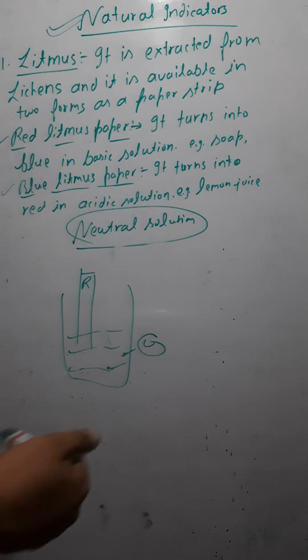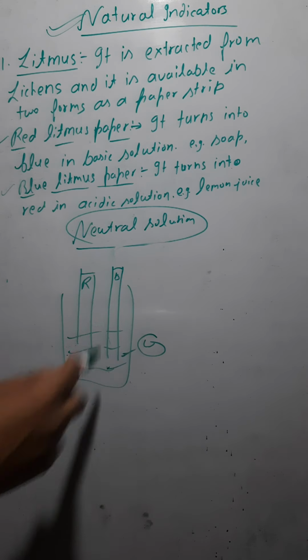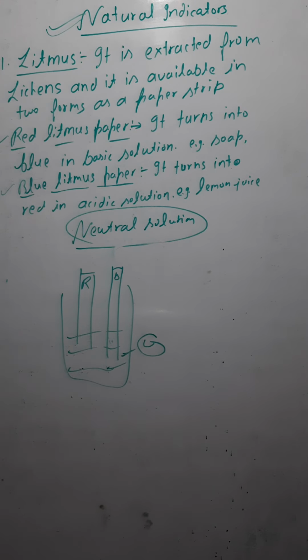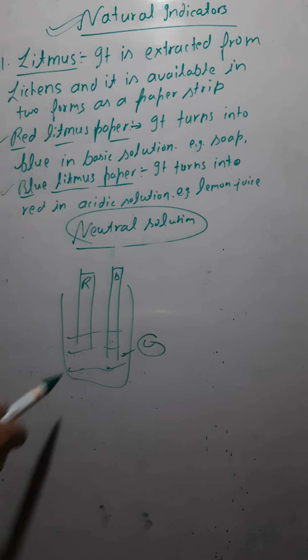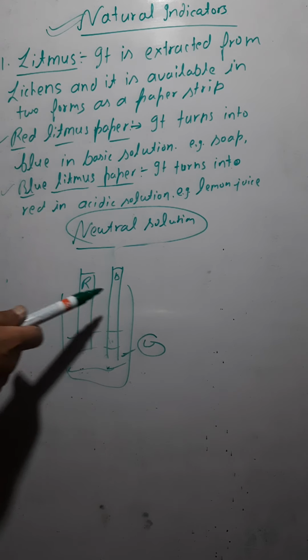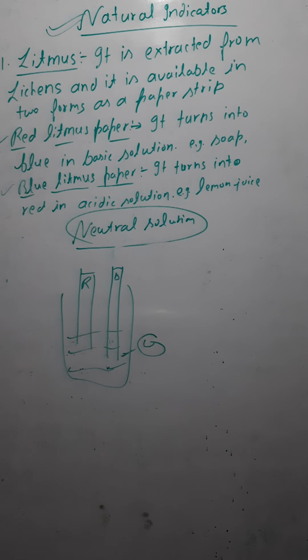Now you take another litmus paper, the blue litmus paper. Again you would observe that the part inside the water is still blue. Such a solution is known as a neutral solution. A neutral solution does not change the color of either blue or red litmus paper. So what is a neutral solution? A solution that does not change the color of red litmus and blue litmus paper.